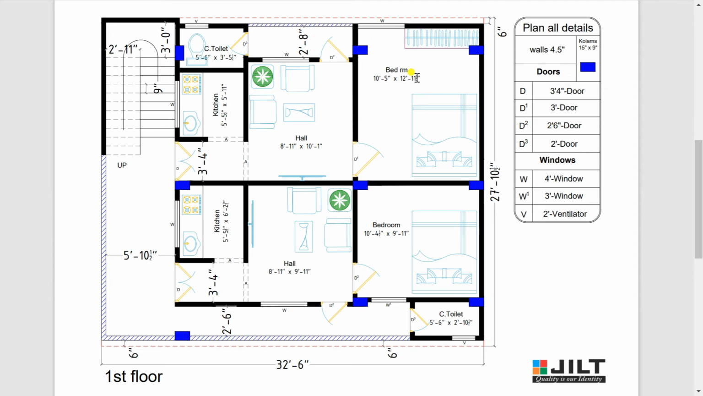From the hall I have entered the bedroom of our one portion of dimension 10 feet 5 inches by 12 feet 11.5 inches. This is also a very comfortable master bedroom, we can say. Very comfortable dimensions are available for one portion. Similarly, now I am returning back and entering towards the balcony of size 5 feet 10.5 inches. Now I am entering the other portion.